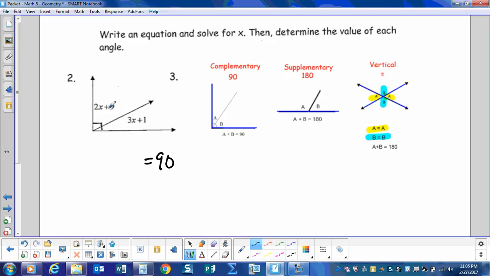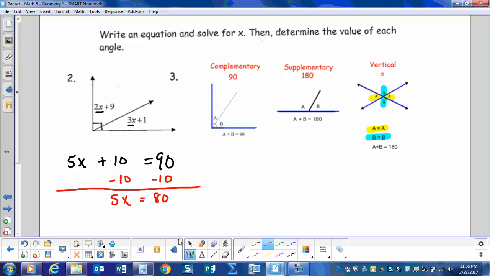And we're going to add 2x plus 9 plus 3x plus 1. So we can just add our x's. We have a 2x and a 3x is 5x. And 9 plus 1 is 10, so plus 10. So we're just adding these two angles together. They have to equal 90. And we went ahead and combined like terms, and we have our equation. So now we're going to subtract 10 on both sides. And 5x equals 80. And we'll divide by 5.